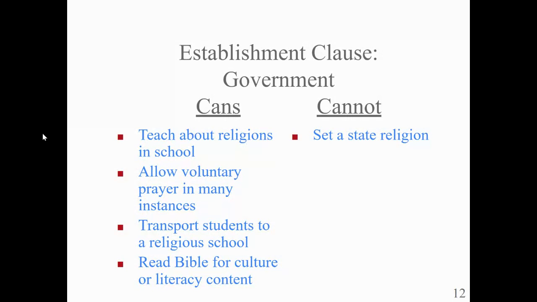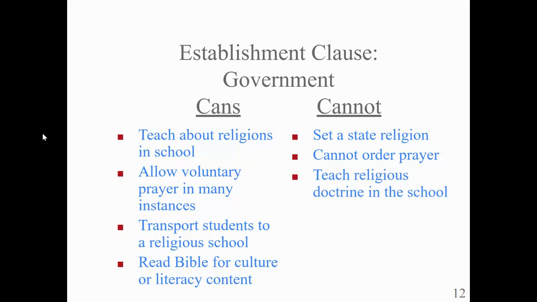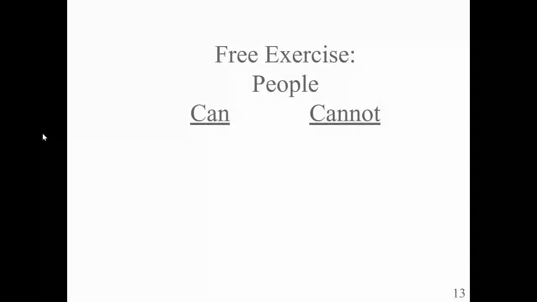The government cannot choose a state religion. So the state of Missouri cannot say, all right, the state of Missouri is now Buddhist or whatever. They can't just choose a religion to make everyone follow. And the government cannot order prayer. It cannot teach religious doctrine in the school or pay seminary or religious school teachers. So obviously, public school teachers are paid by the government, but private school teachers are not, because again, the government is not allowed to pay religious school teachers.